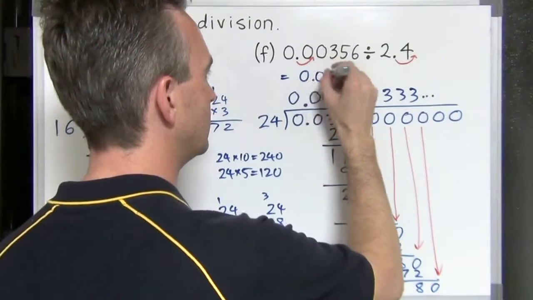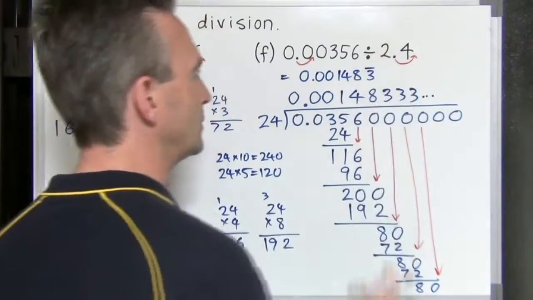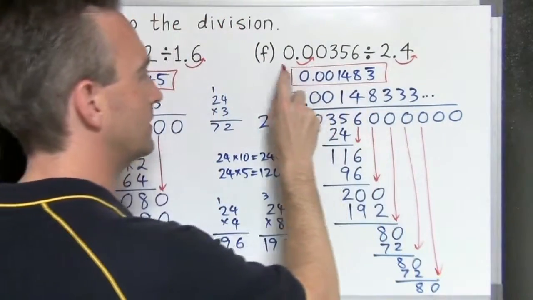So we have a repeating decimal, and our answer is going to be 0.00148, and then 3 at the end with a recurring 3, or a repeating 3, whichever way you like to say it.